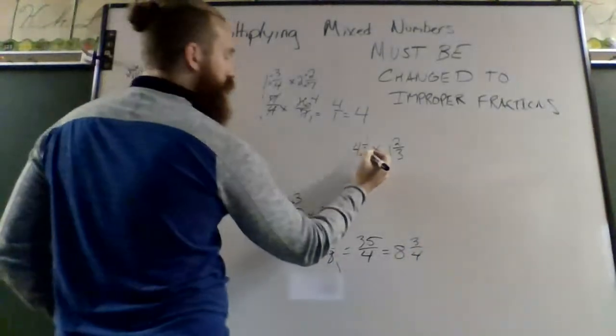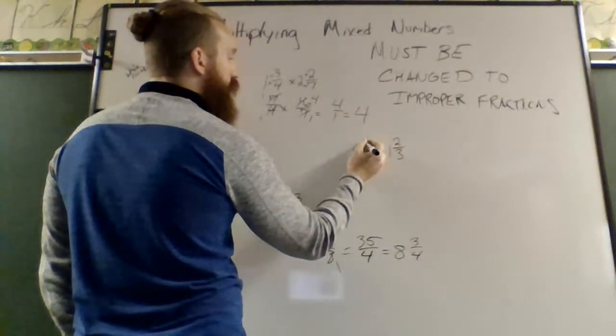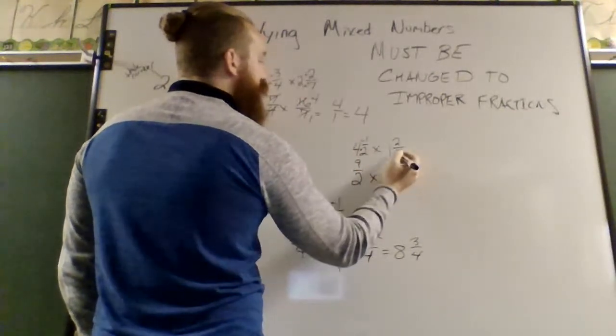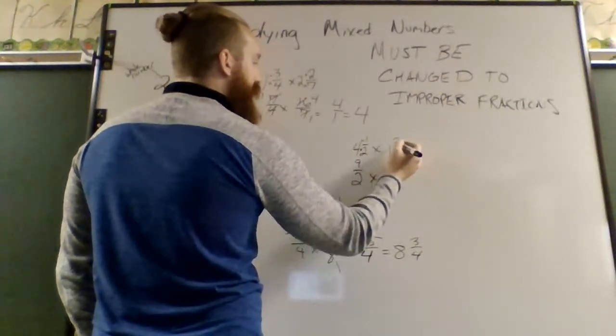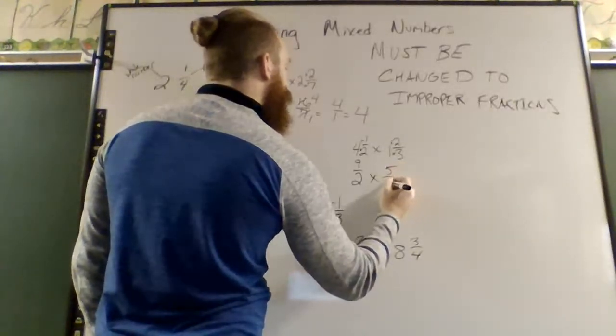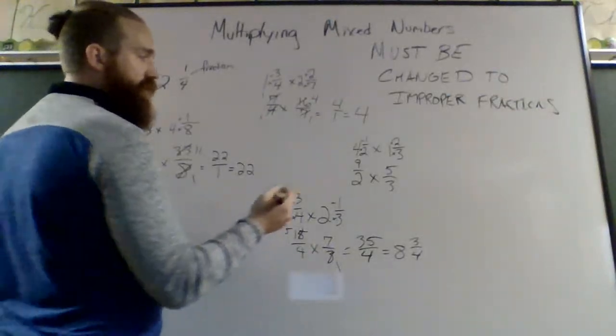And our last one, 4 1/2 times 1 2/3. 4 times 2 is 8, plus 1 is 9 over 2, times 3 times 1 is 3, plus 2 is 5 over 3. And now we can look and see if there's anything we can cancel.